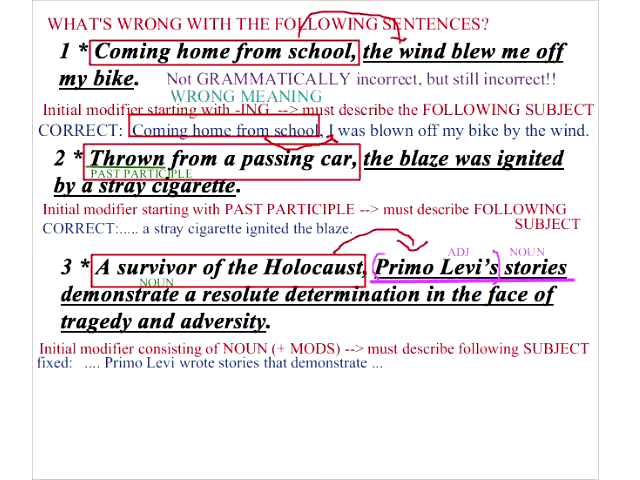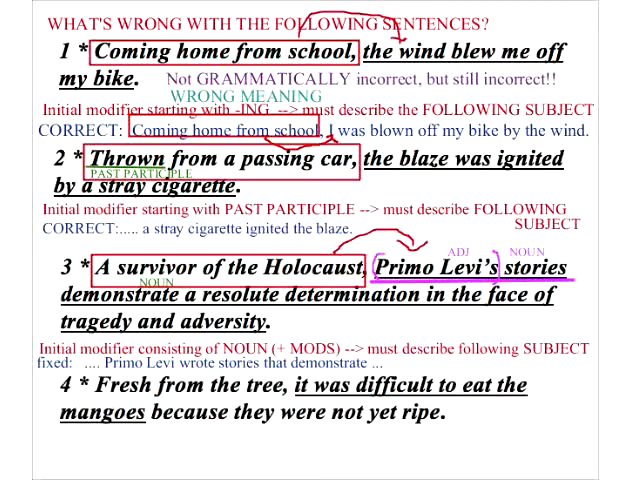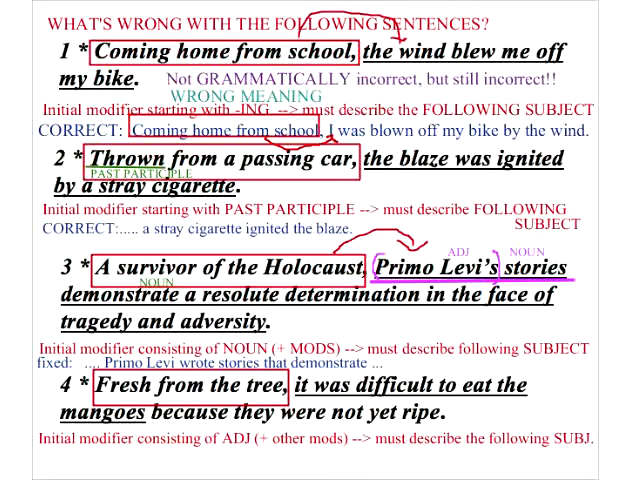One more example is this: "Fresh from the tree, it was difficult to eat the mangoes because they were not yet ripe." Okay, I think we know what the deal is by this point, so let's just look at it. If we have an initial modifier that consists of an adjective plus maybe other modifiers, then that also must describe the following subject. So "fresh" is an adjective, "from the tree." This is not the mangoes.